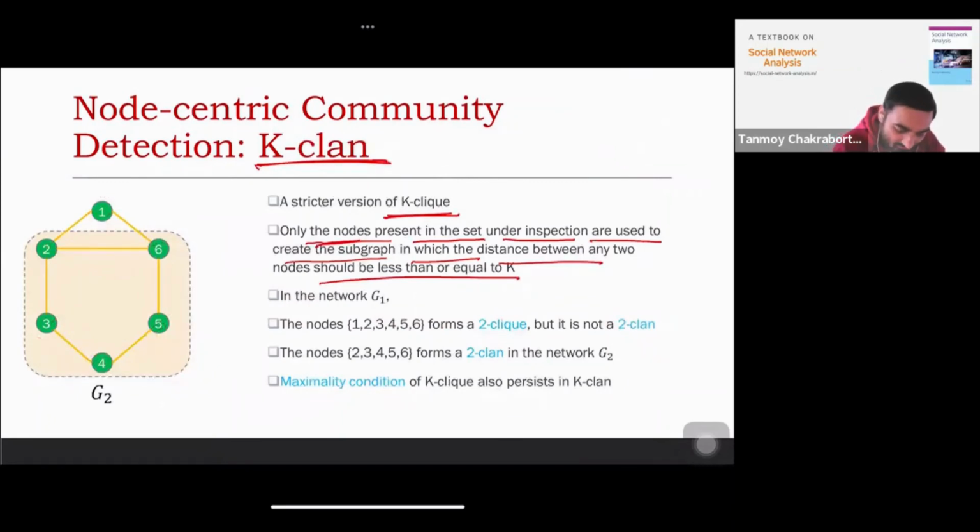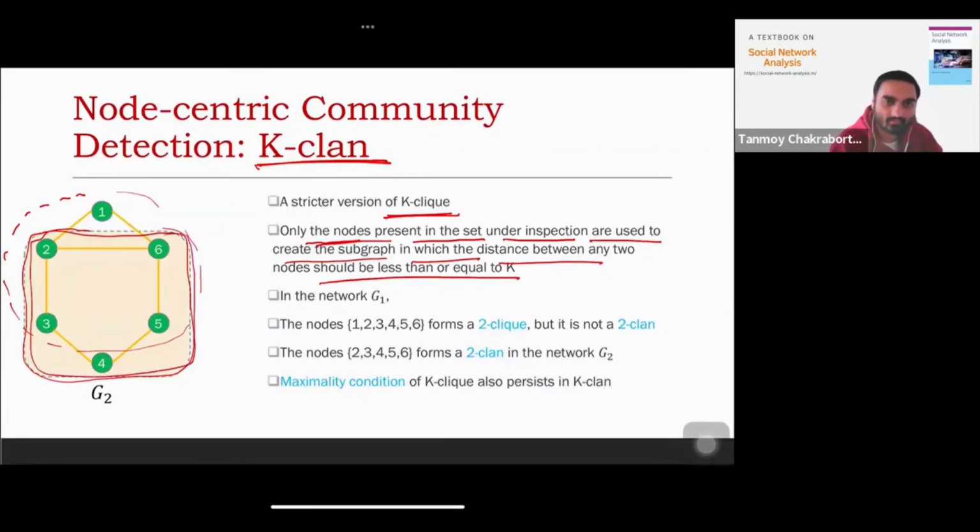But if you look at this structure here, now I am focusing on this part. Earlier I focused on this part. Now my subset is this one. This is a K-clan. Because you see here, if you take any nodes, the shortest path distance is 2.